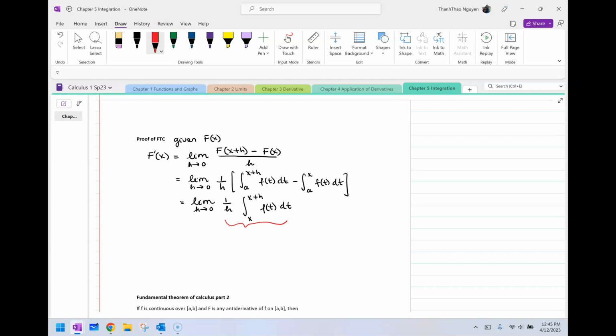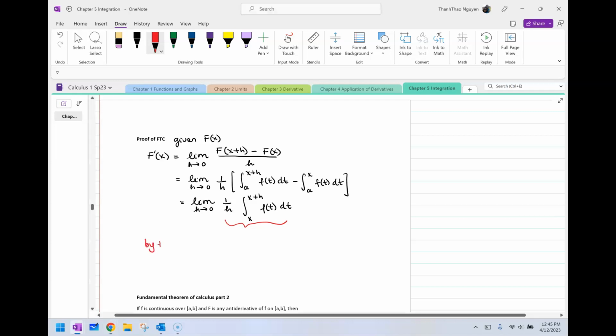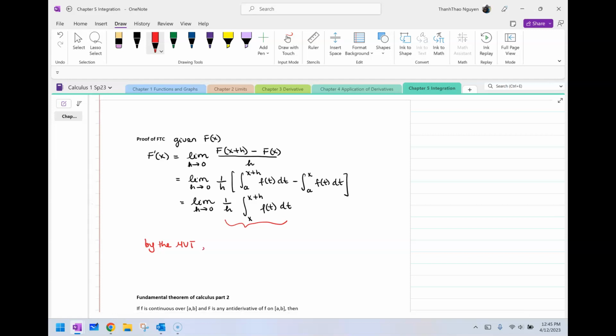So therefore, by the mean value theorem for integrals, there is some c in the interval x to x plus h such that 1 over h times the integral from x to x plus h of f of t dt equals f of c, for c in the interval from x to x plus h.